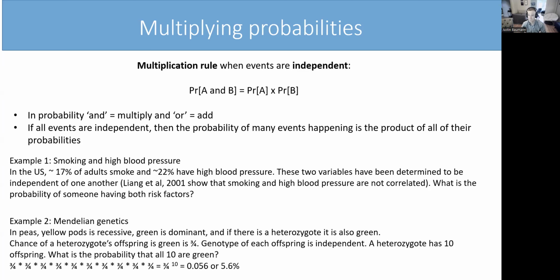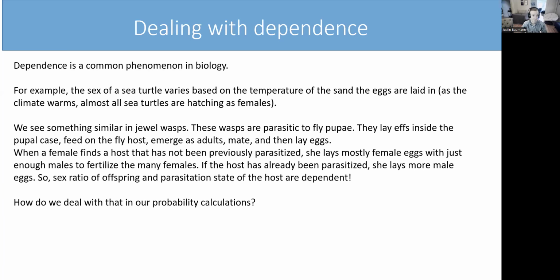Multiplying is easy. You just multiply. We can all do that. I've been doing all this on my phone. It takes 2 seconds. It's no big deal. But sometimes we have dependence. It's really common in biological sciences. It's going to be really common in ecological sciences. It's going to be really common in environmental sciences. What do we do? Here's a couple of examples.